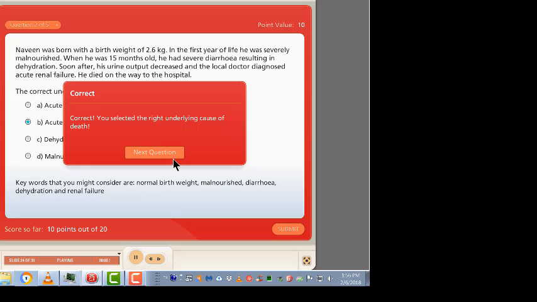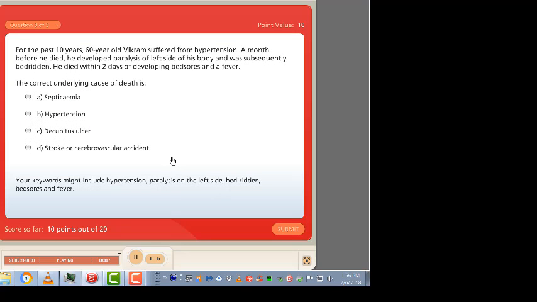Question 3. For the past 10 years, 60-year-old Vikram suffered from hypertension. A month before he died, he developed paralysis of the left side of his body and was subsequently bedridden. He died within 2 days of developing bed sores and a fever.